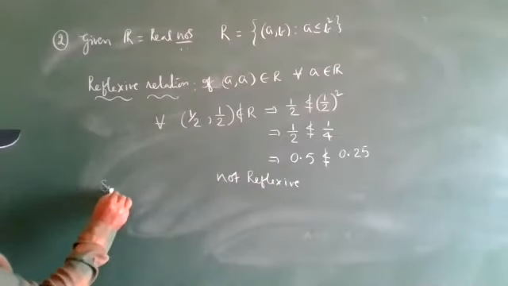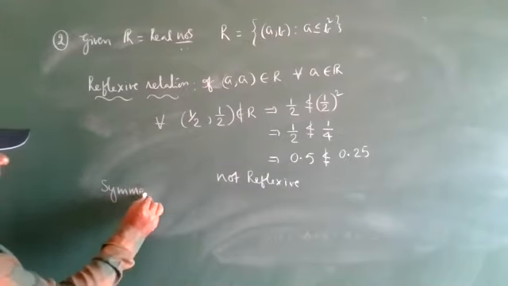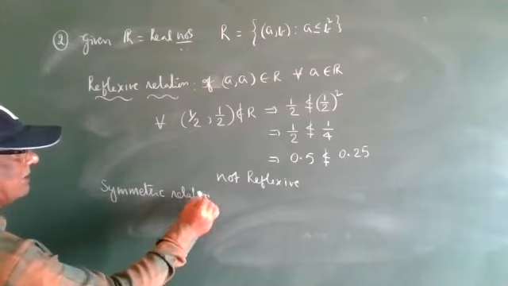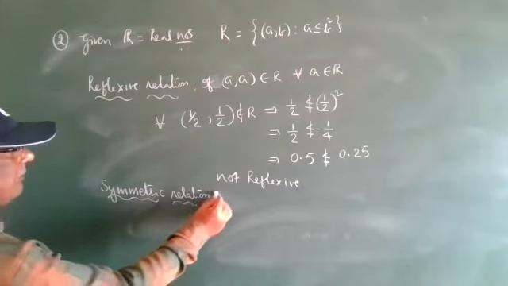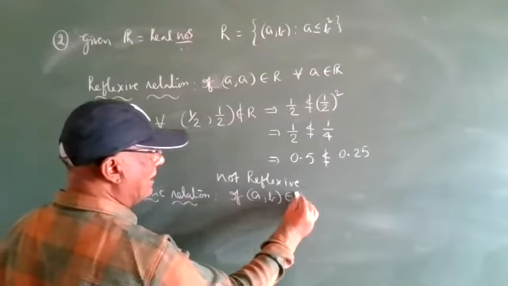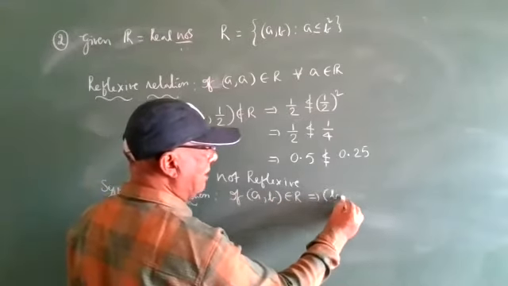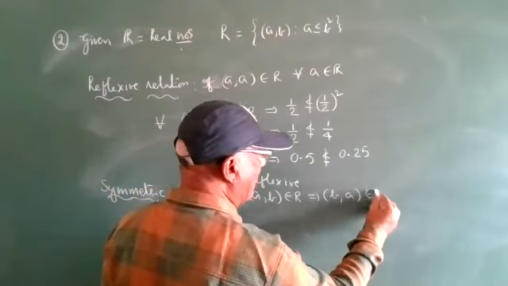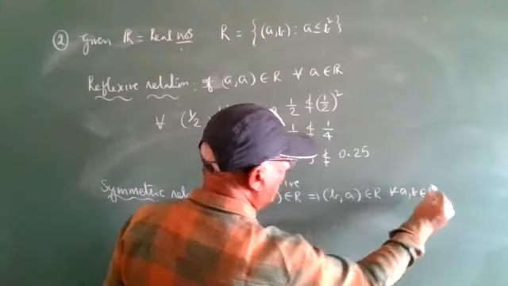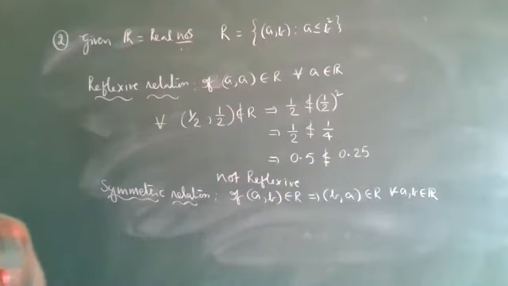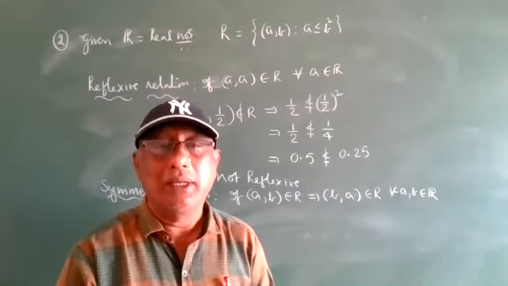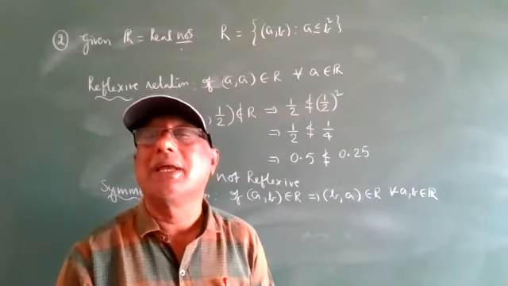Symmetric relation. First write down the definition. If A comma B belongs to R, that implies B comma A also belongs to R, for all A, B in the real number set. Okay, na?